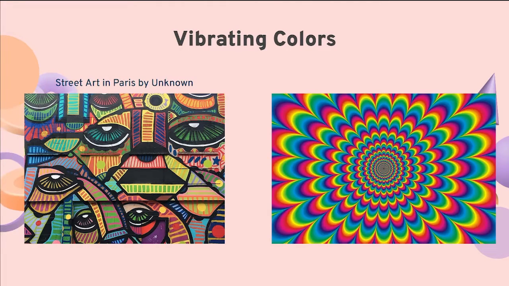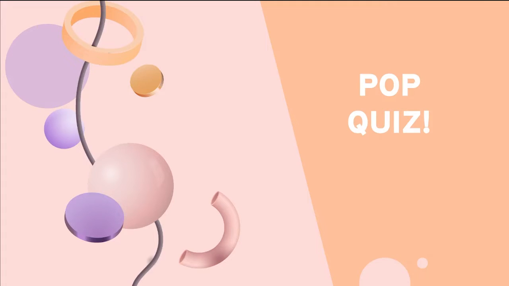In these next two examples, Street Art in Paris by Unknown, you can see that the colors are combined together, but the outlines and the blocks of colors are so bright that it almost feels like they're moving together. In the second photo, by Unknown, you can see that the colors are so close together and so bright that they almost look like they're moving. I assure you though, this is not a video or a GIF. They are simply an optical illusion, which is very often used in vibrating colors.